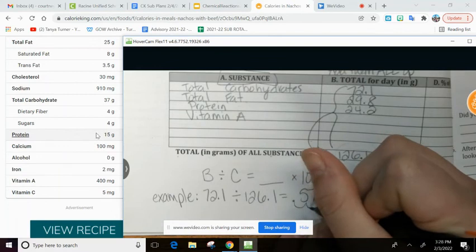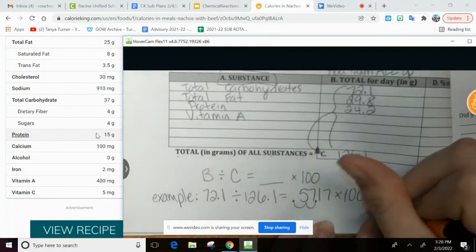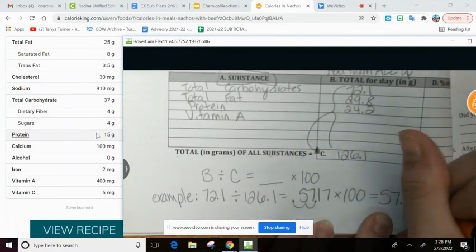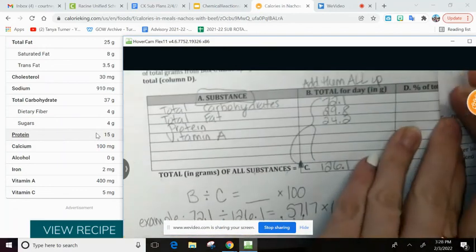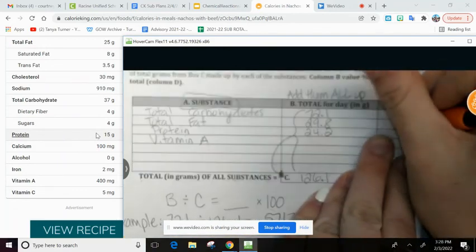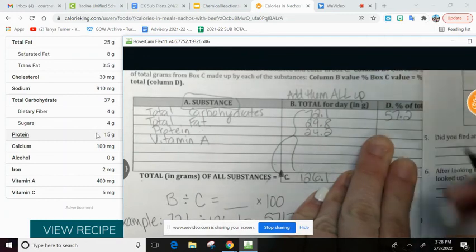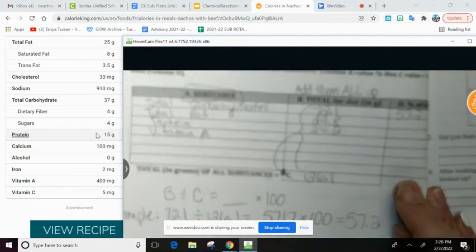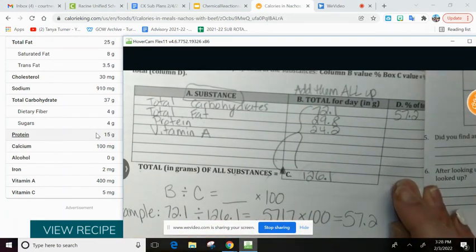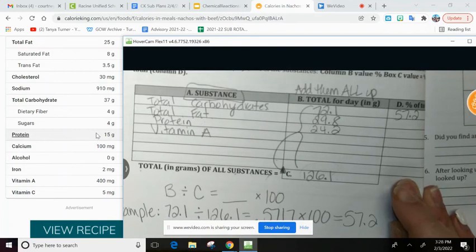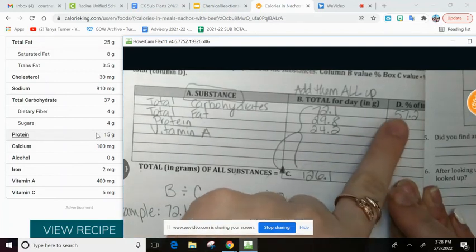So out of the banana, the milk, and the nachos I ate, 57.2% of my daily intake was already carbohydrates. So that's a lot of carbs already in just my 3 items. So hopefully yours is going to be more evened out, but we're going to take a look and see what all we consume. And then you do have some questions on page 40 that you need to answer once you're done with that.